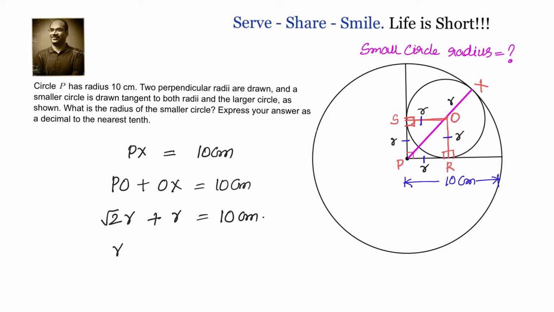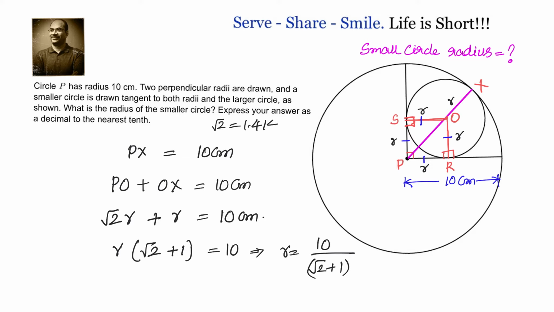Now this is very simple. I can just take R common and I can write down R into root 2 plus 1 is 10, or R equals 10 by root 2 plus 1. You can substitute the value of root 2 as 1.414 and you can simplify that. Otherwise, we can also rationalize it so that it will become a little bit easier.